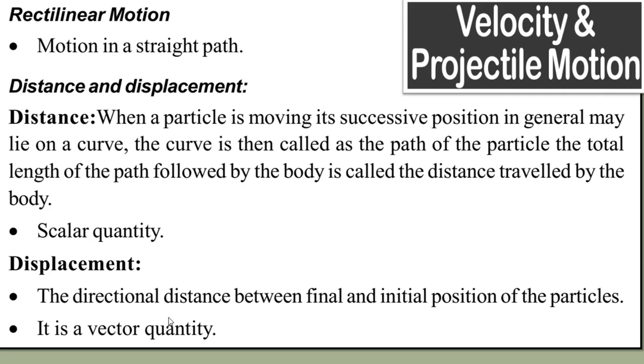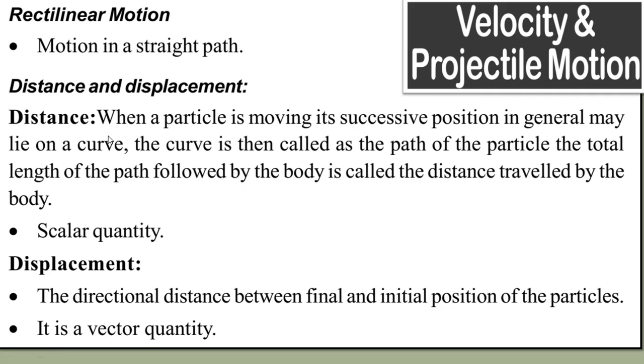Then rectilinear motion, velocity and projectile motion. Rectilinear means motion in a straight path. Then distance and displacement. Distance: when a particle is moving, its successive positions in general may lie on a curve. The curve is then called the path of the particle. The total length of the path followed by the body is called the distance traveled by the body. It is a scalar quantity.